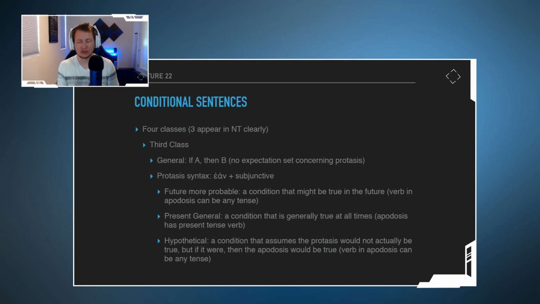Now, the specific use cases, you've got future more probable. This is a condition that might be true in the future. And what happens is you have ἐάν plus subjunctive in the protasis, but in the apodosis, the verb can be in any tense.